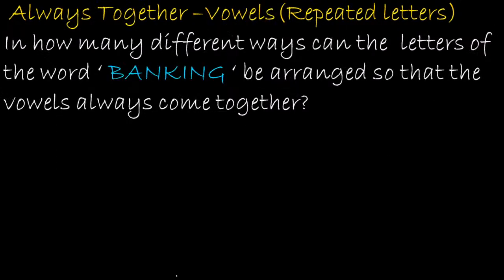Next, in case of always together, as I told you, if in case of repeated letters, then how can we find out the number of arrangements? That is the next category. So look at the word banking. Here the word banking consists of 1, 2, 3, 4, 5, 6, 7 letters. Now here the condition is vowels always come together. Here the vowels are A and I. Only these two are vowels.